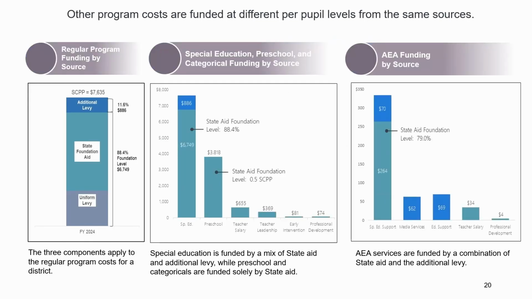Page 20. Special education is funded by a mix of state aid and additional levy, while preschool and categoricals are funded solely by state aid. AEA services are funded by a combination of state aid and the additional levy.